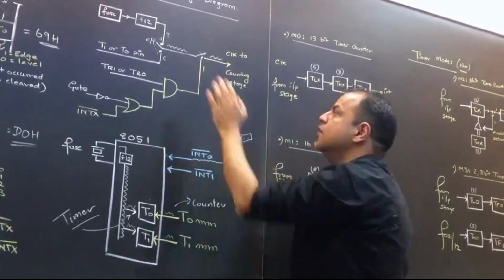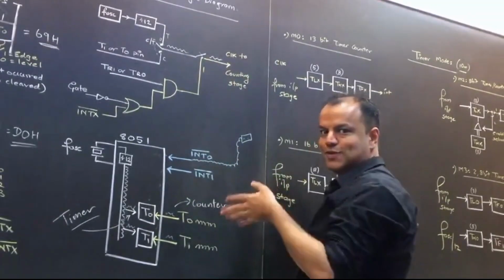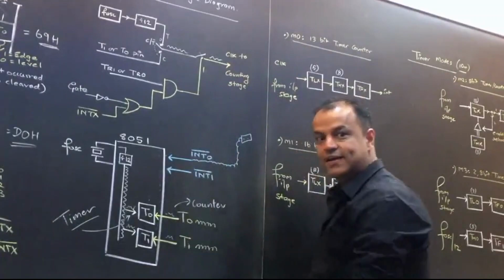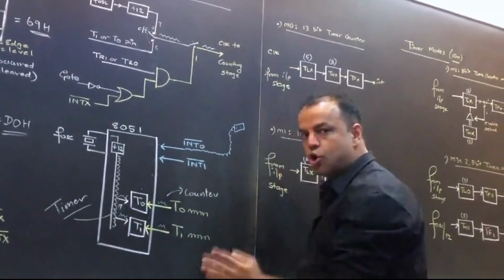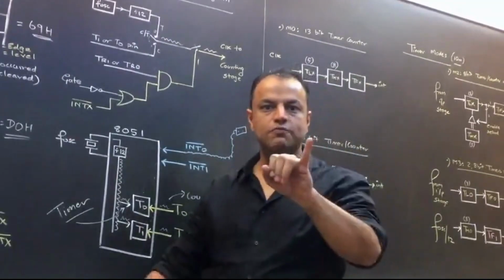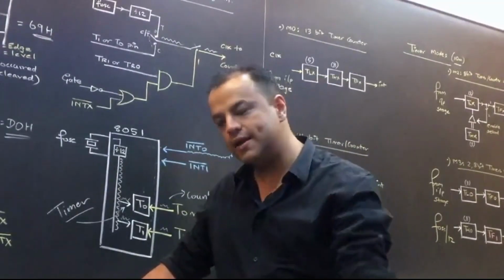Are you all clear? Do you want the clock to go there? Of course, otherwise how will counting take place? That means this line decides whether counting will happen or not. That means here your controls will come into picture: software control and hardware control. What did I tell you?